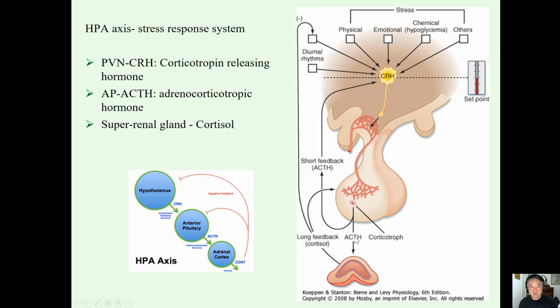ACTH stands for adrenocorticotropic hormone. Coming into here, this is your suprarenal gland, then to the cortex of the suprarenal gland that produces cortisol. Therefore, this forms an entire HPA axis. So this can give you feedback to your hypothalamus. So this is a stress-related pathway. Here is the summary.